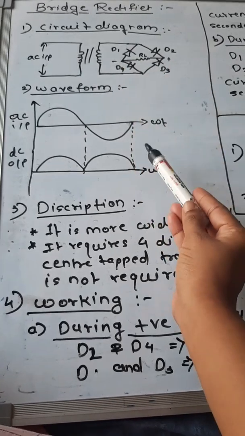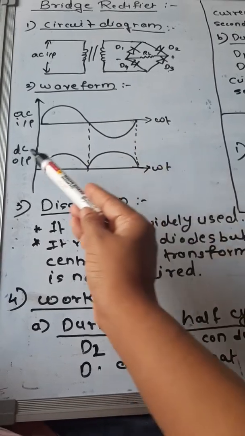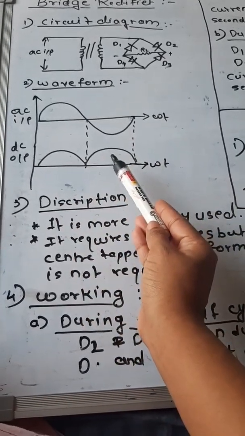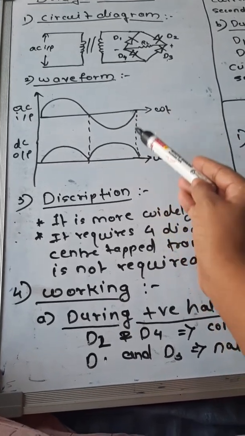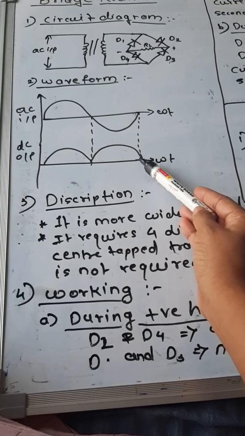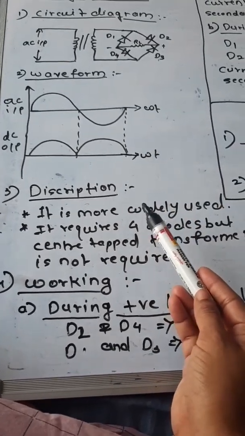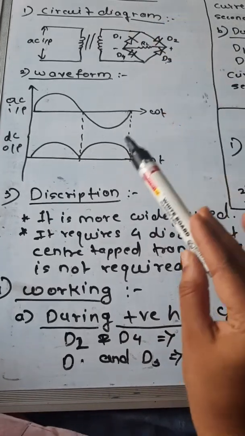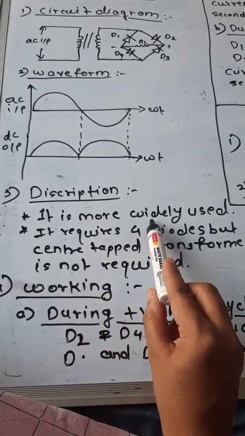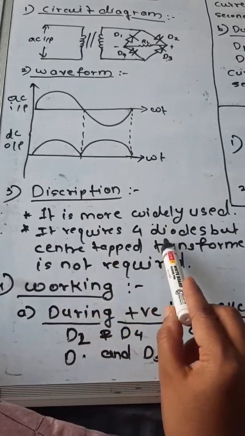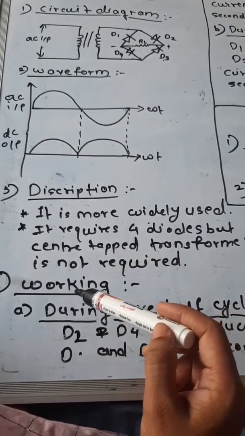Okay, next there are waveforms, the upper one is AC input waveform and the lowest one is DC output waveform. We give AC input to the bridge rectifier and we get DC output after bridge rectifier. Okay, so here the description is what? This rectifier is more widely used. It requires 4 diodes, but center tap transformer is not required.